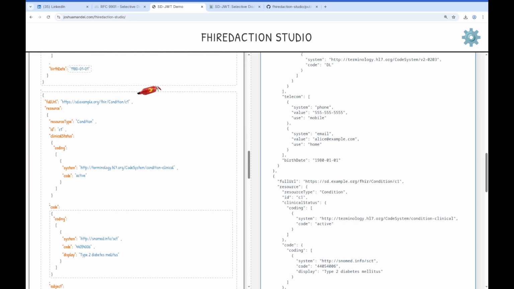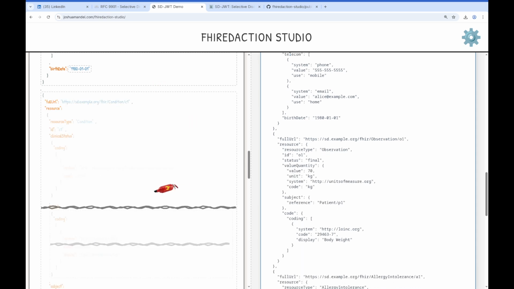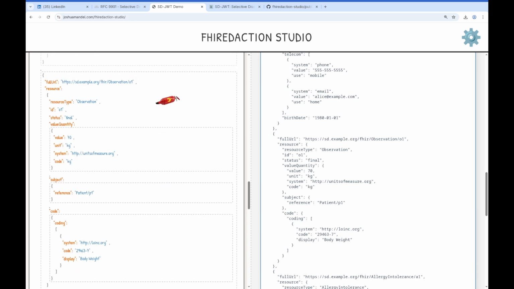You can also do it at the resource level. So maybe I don't want to share this clinical condition of type 2 diabetes at all. I just cross it off and it disappears from the output bundle. Maybe for this use case, I don't need to be able to share my body weight. It's just not relevant. So I'm not going to share that. So you can think about building up the payload that you do want to share or crossing out the details that you don't want to share.